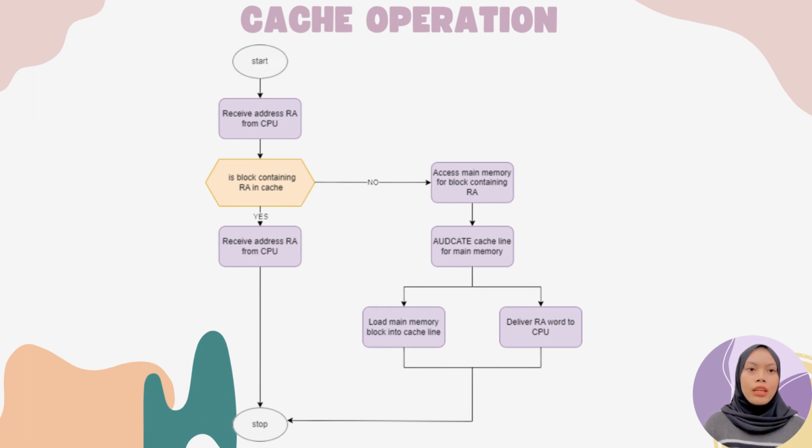If no, access main memory for the block containing RA, and allocate a cache line for the main memory block. After that, load the memory block into the cache line.